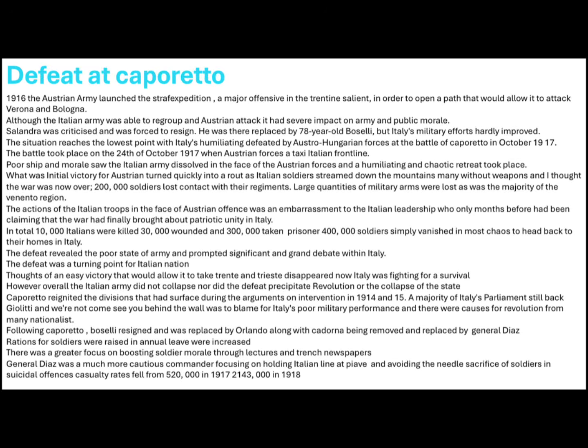General Diaz. Rations for soldiers were raised, and annual leave was increased. There was a greater focus on boosting soldier morale through lectures and trench newspapers. Diaz was a much more cautious commander, focusing on holding the Italian line at the Piave and avoiding the needless sacrifice of soldiers in suicidal offensives. Casualty rates fell from 520,000 in 1917 to 143,000 in 1918. Sorry about the number I said earlier.